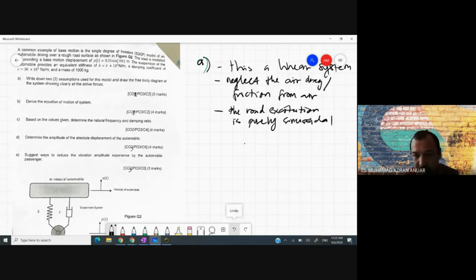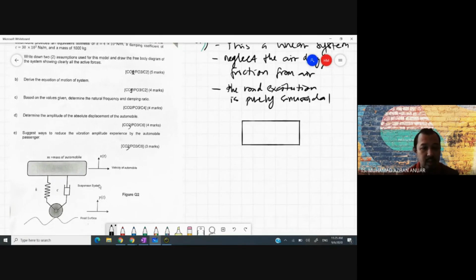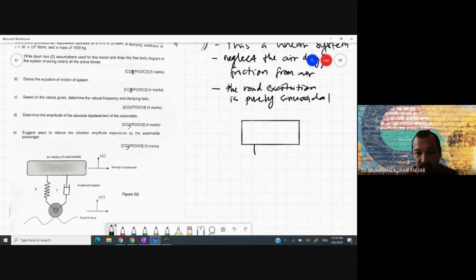So let's draw it properly. We have this one, this one, this one. And then we know that our input excitation is y, and we have the response output. When we have the response output, we can make our assumption here, either it is in compression or in tension. So let's say it is in tension. We can draw our FBD. So this is from the road. We know that this is K multiplied by, since we assume it is in tension, x greater than y, so x minus y. And then this is C multiplied by x dot minus y dot.